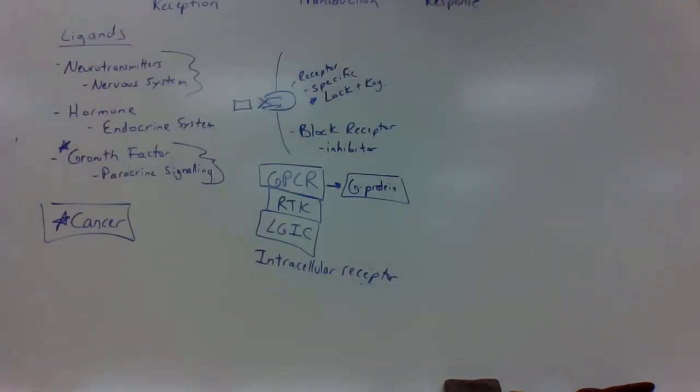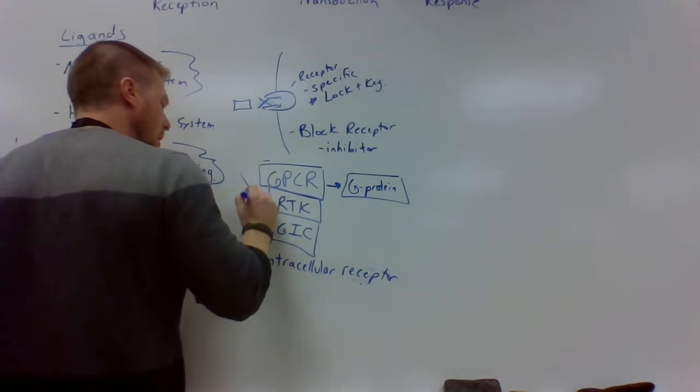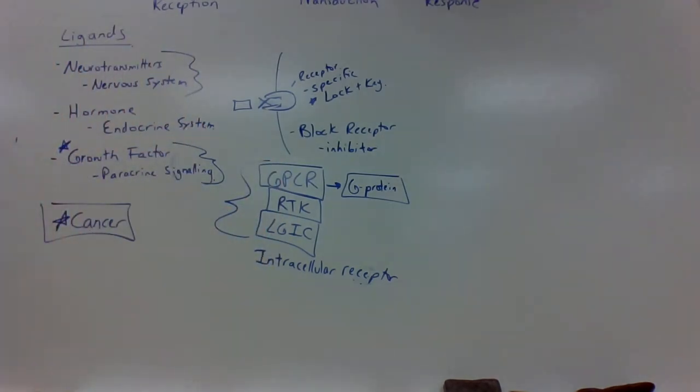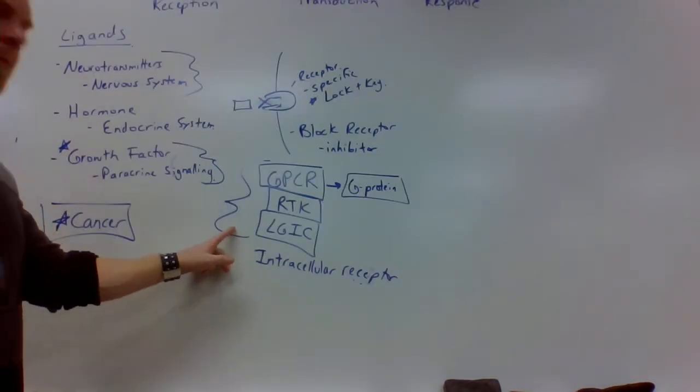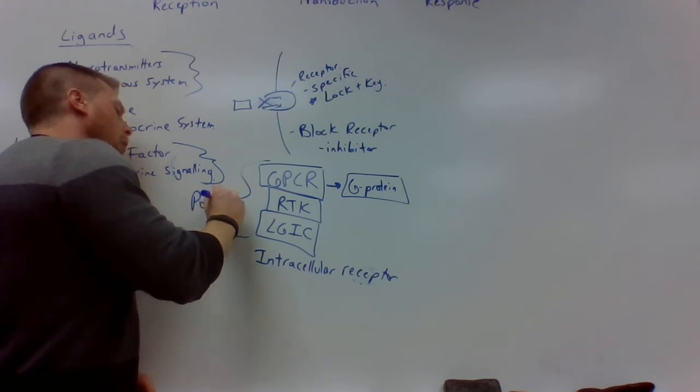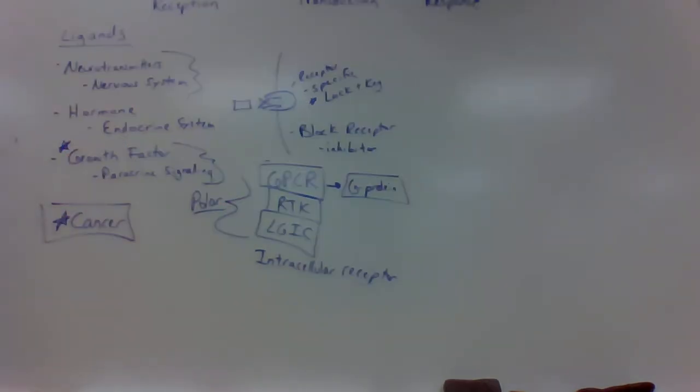Now, if you look at the top three that I placed into boxes, these top three receptors are all located at the cell membrane. So the type of ligand that's going to bind to them needs to be a polar or a hydrophilic ligand. So polar ligands are going to bind to GPCRs, RTKs, ligand-gated ion channels, right? Because they are at the membrane. We gave an example of each of these.